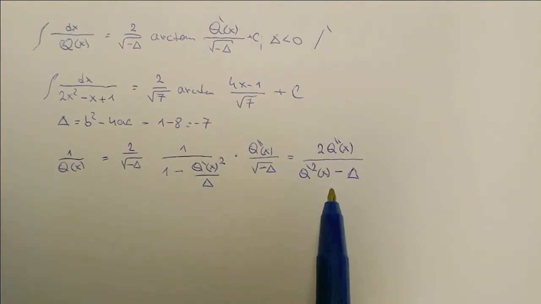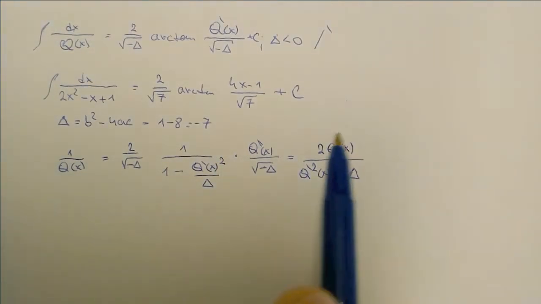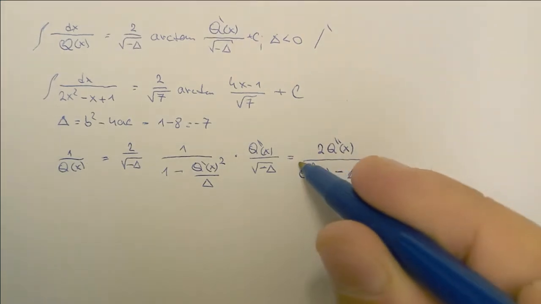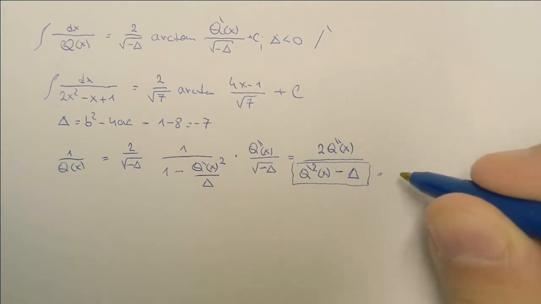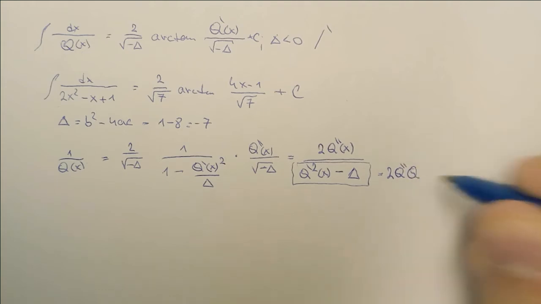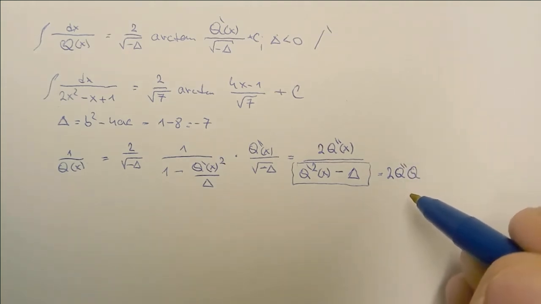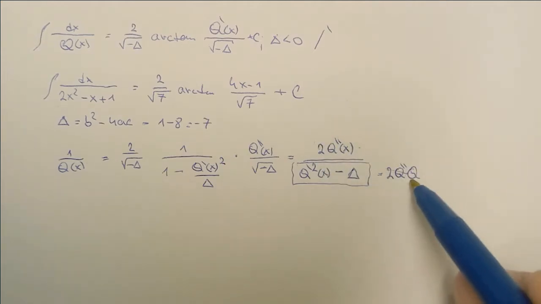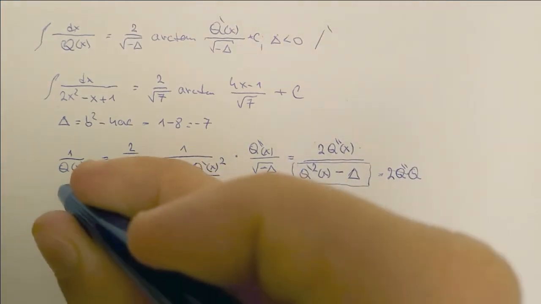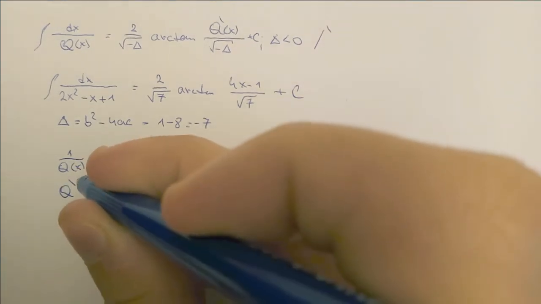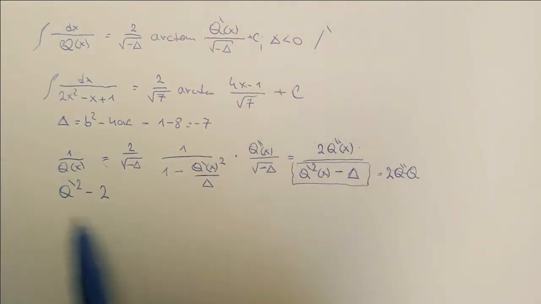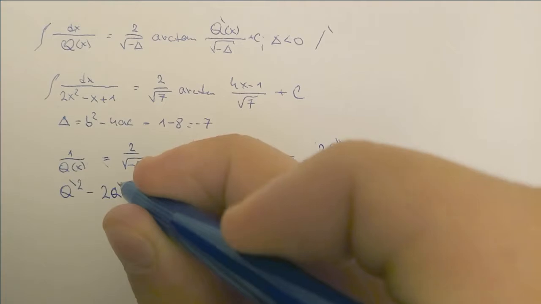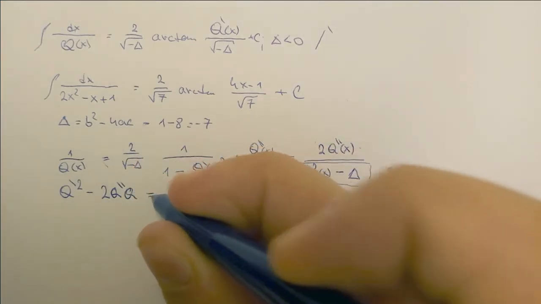So this is it. It would be very nice if it is indeed true. If this denominator is equal to 2 times q double prime times q, then the formula is proven immediately, because this will cancel out and we have 1 over q. So let us prove that q prime squared minus 2 q double prime times q is equal to delta.